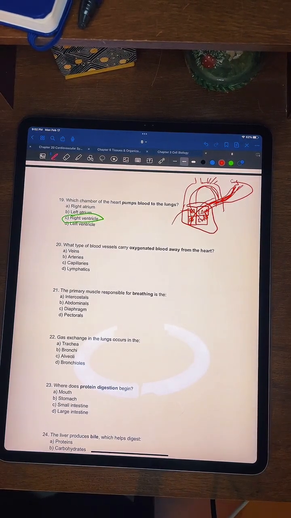All right, moving on. Number 20. What type of blood vessels carry oxygenated blood away from the heart?